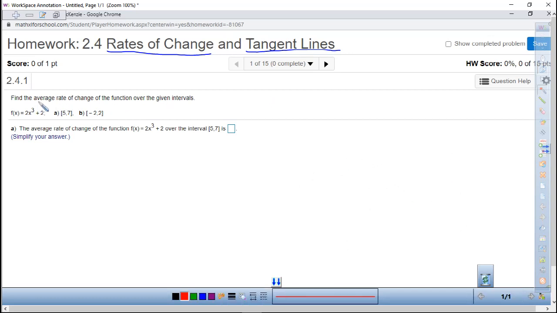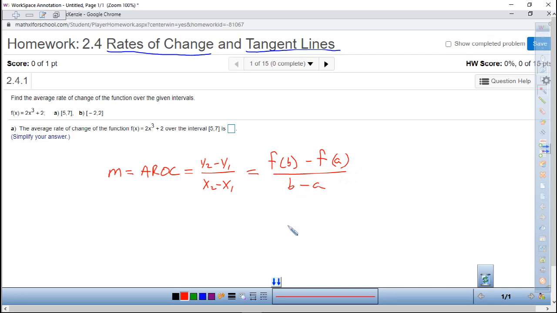All right, so let's look at this first question here. It says find the average rate of change of the function over the given intervals. Now I'm not going to work both of those out, but I'll work one. Now remember, slope is average rate of change, AROC, and slope, of course, is also y2 minus y1 over x2 minus x1. Well, you're also going to see it written as f of b minus f of a over b minus a, where b and a are the x values and f of b and f of a are the y values. And that's what we're going to do here. So this is going to be my a, that's going to be my b, and of course there's my function. So I'm going to find f of 7 minus f of 5 all over 7 minus 5.